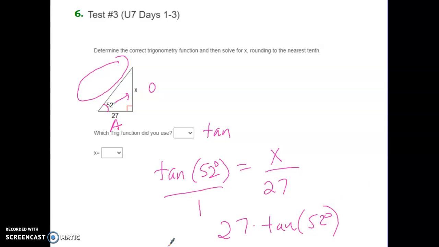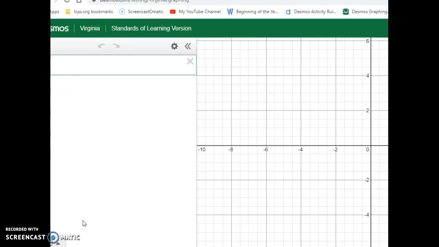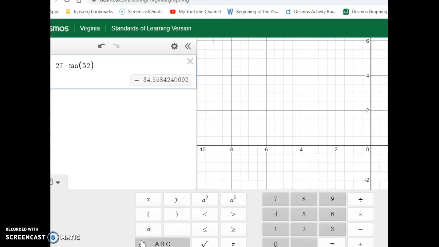And then, Desmos is already in degrees, so I just typed what I just wrote there into Desmos: 27 times the tangent of 52, and I got 34.55. Rounded to the nearest tenth, actually, no, sorry, we're doing tenths, so it's rounded up to 34.6. Okay, so we go back over to our test.